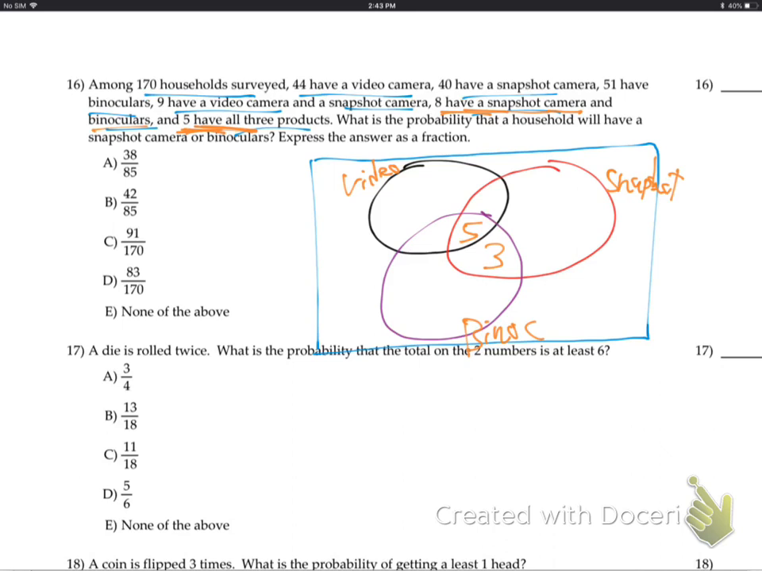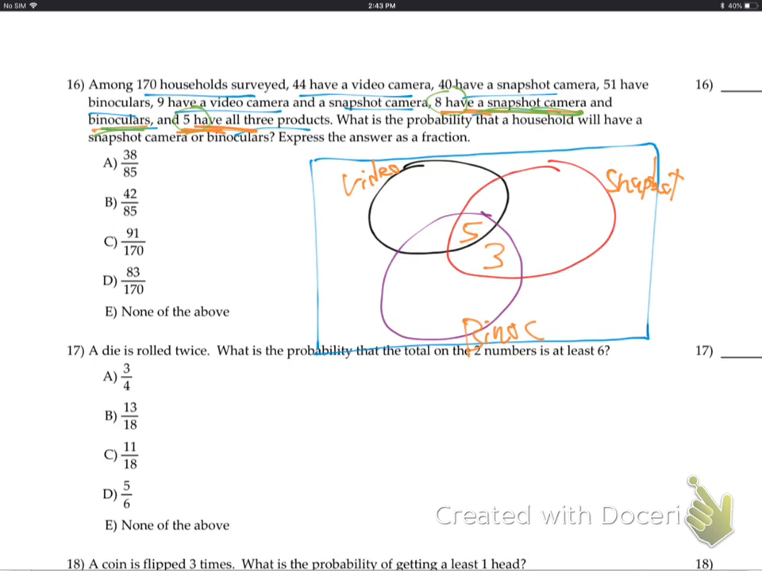Is that okay? Am I going too quick? I just want to finish this before I let you go. Right, see, so I did that. I started at the five, working my way backwards. Eight have a snapshot and binoculars, so I put a three here to make eight total in the snapshot and binocular circle.